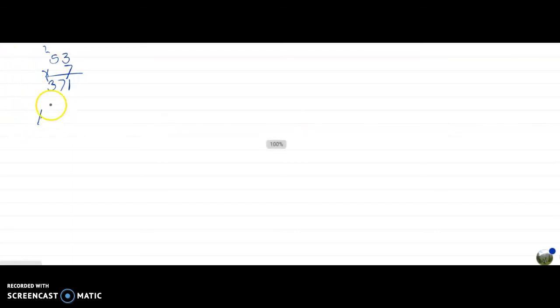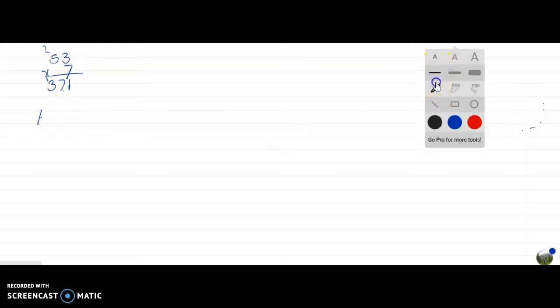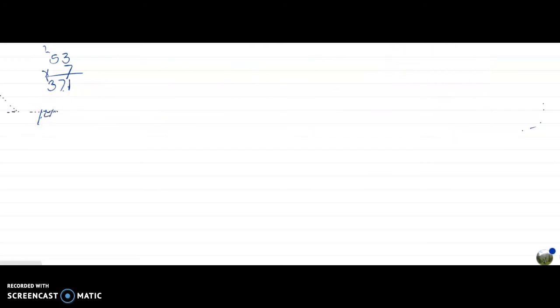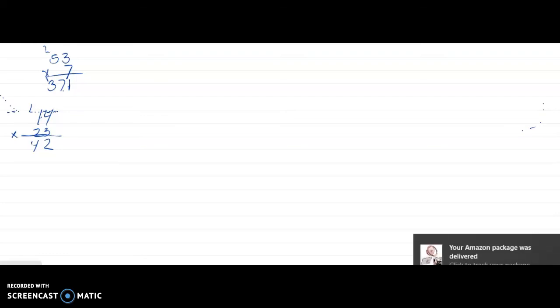So 14 times 23. 3 times 4 is 12. 3 times 1 is 3, plus 1 is 4. Now, here we're going to add, since we're multiplying by a tens digit, a placeholder. Up here we just multiplied by a ones digit. Since we're multiplying by a tens digit, we have to put a placeholder in here.